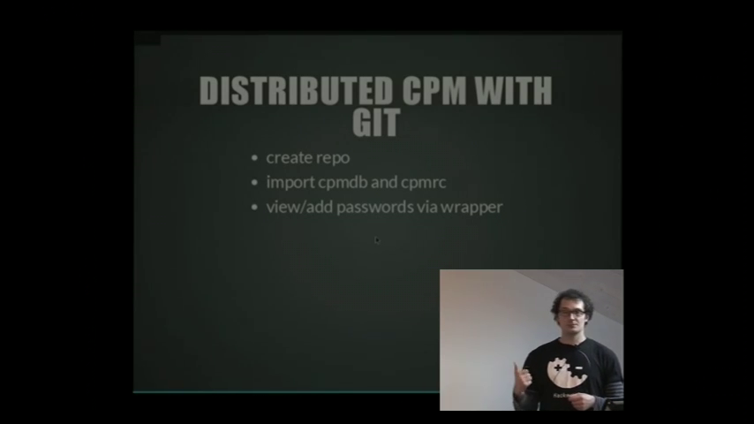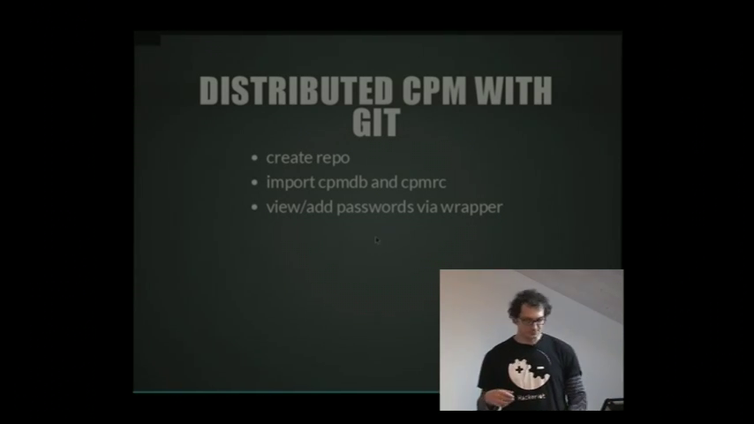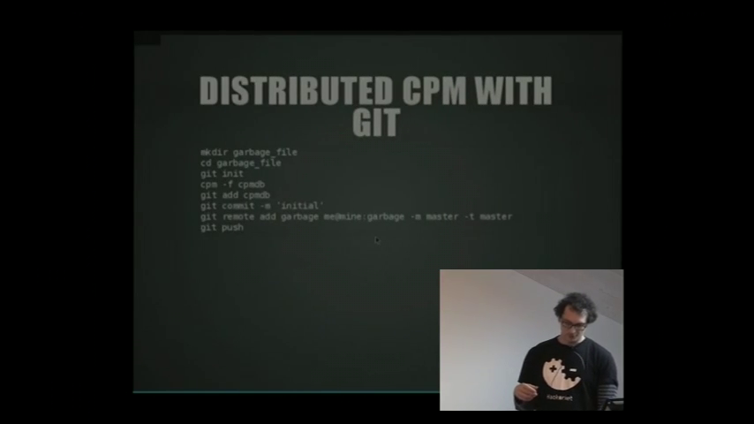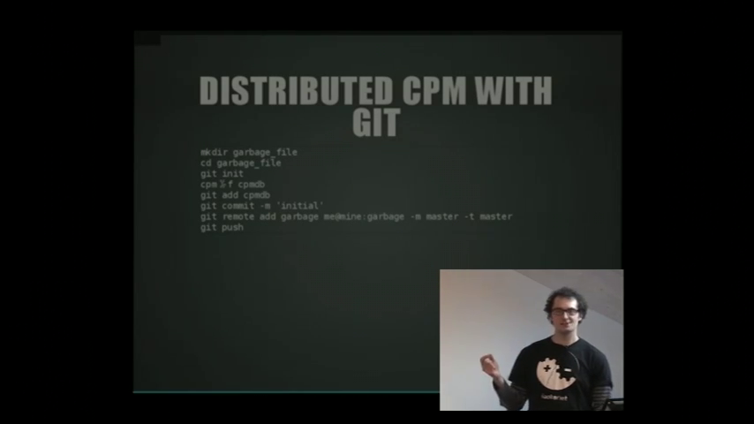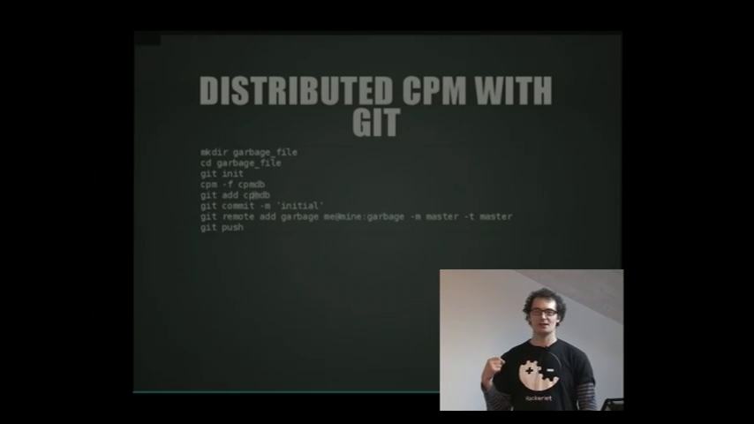Also, you don't have to deal with Unix permissions. So just to show you how that looks, I have made a garbage file. I make a Git repo in there. I initialize the CPM database. I add the CPM database to the repo. I commit it, and then I add in a remote.